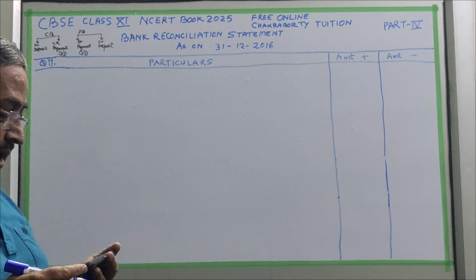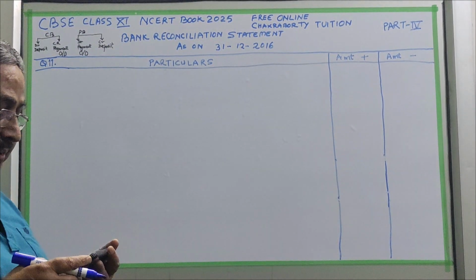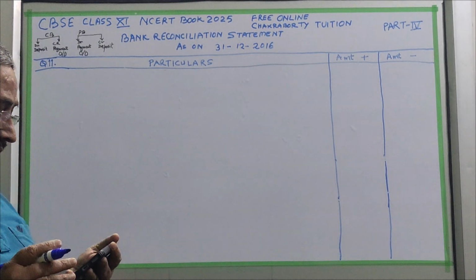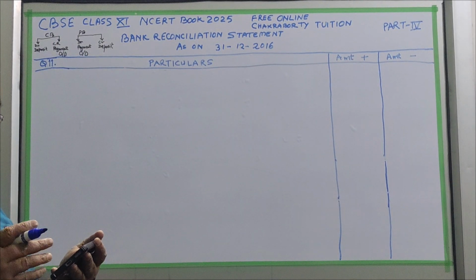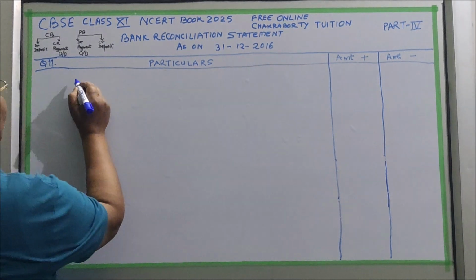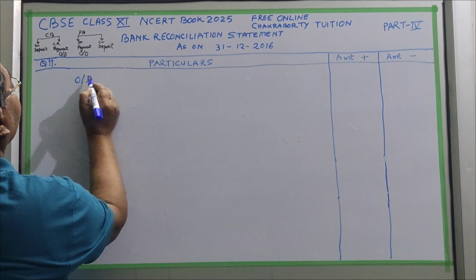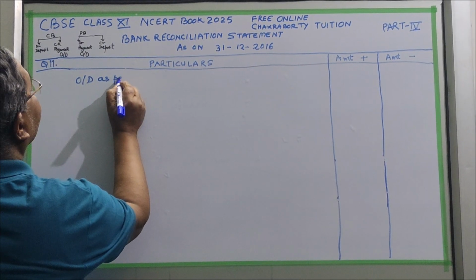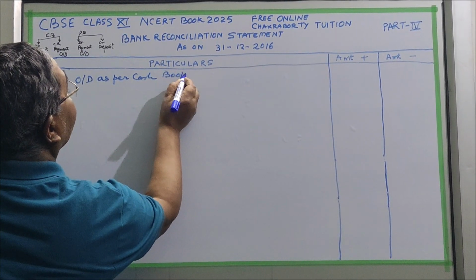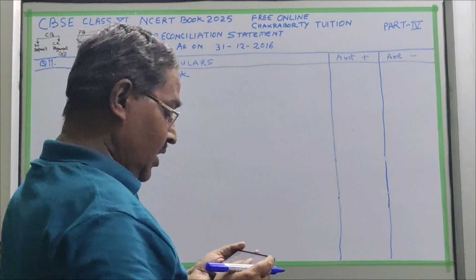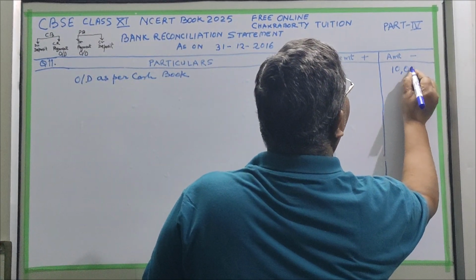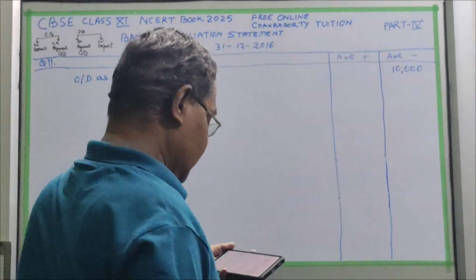Question 11. OD shown as per cash book. So here onwards I am going to discuss overdraft, meaning excess drawn, overdraft shown as per cash book. OD as per cash book. OD means negative balance, so where should it go? It should go to this side, 10,000.